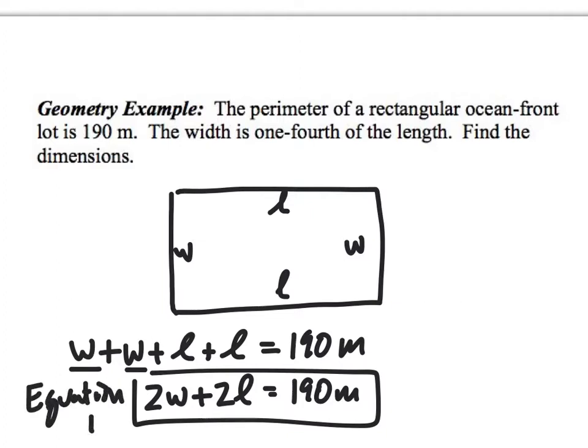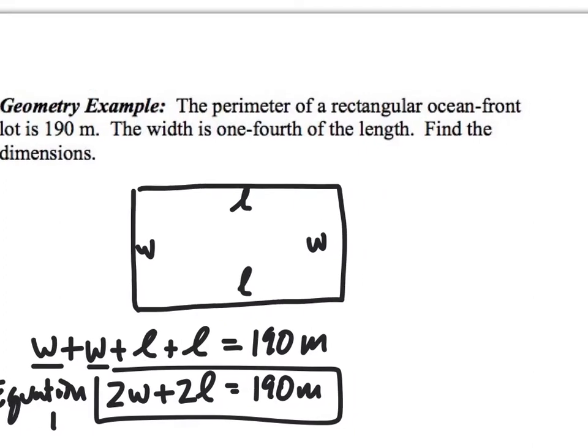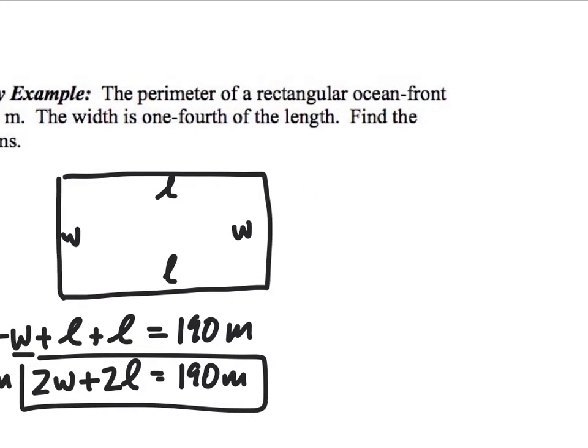Okay, now what I want to do is talk about the length and the width. Now they give us this statement here, and the statement says that the width is 1/4 of the length. Okay, so what I want to do is write out an equation like this. Okay, and I would say that my width is equal to 1/4 times the length.